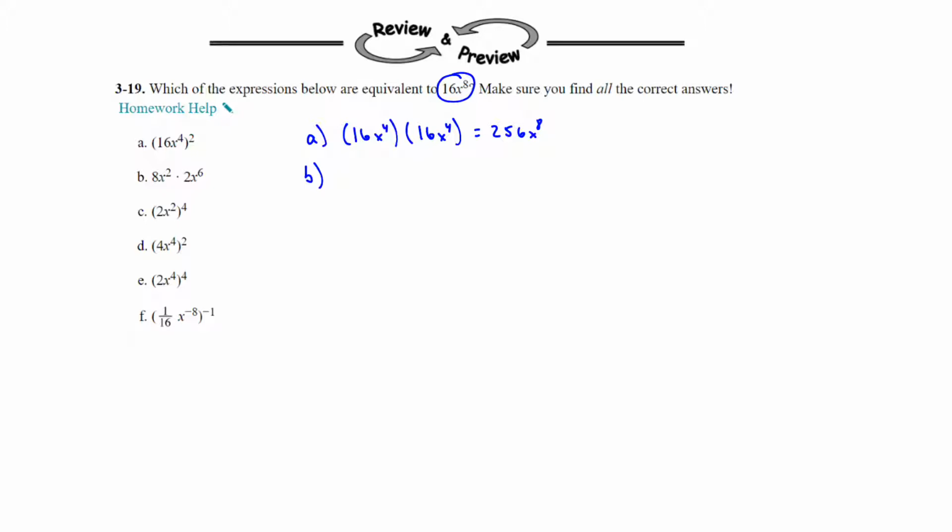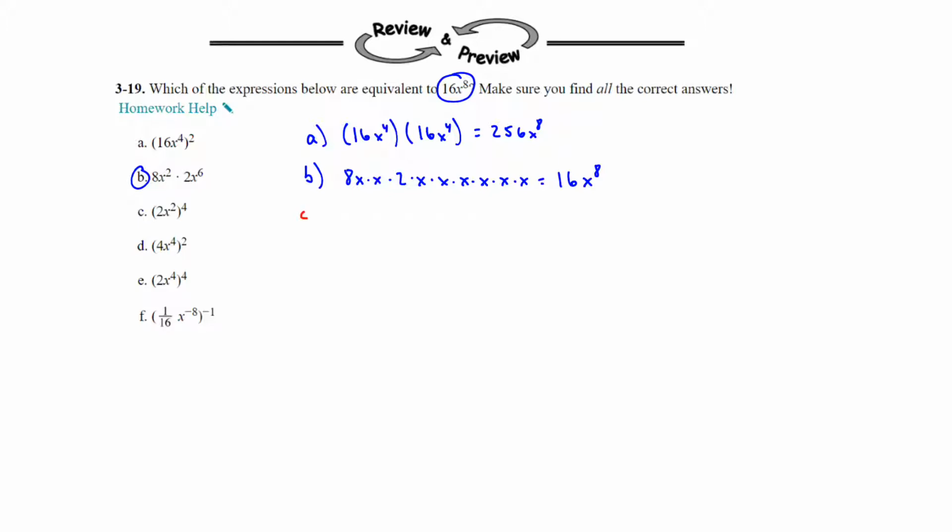Alright, on B we have 8 times x times 2 times x times x 6 times. Don't necessarily need to expand it out, but you can see it better this way. So we got 8 times 2 is 16, and then 1, 2, 3, 4, 5, 6, 7, 8 x's. So 16x to the 8th power. So it does look like B will equal that.